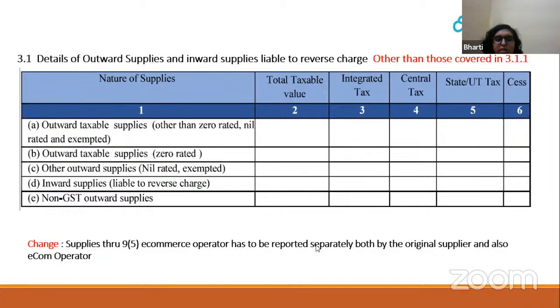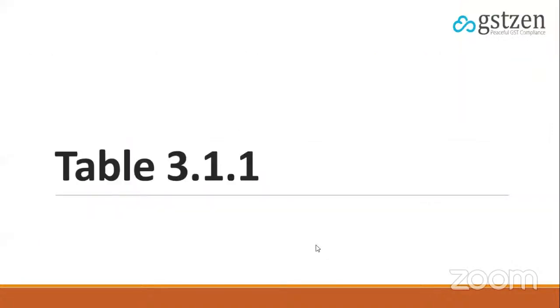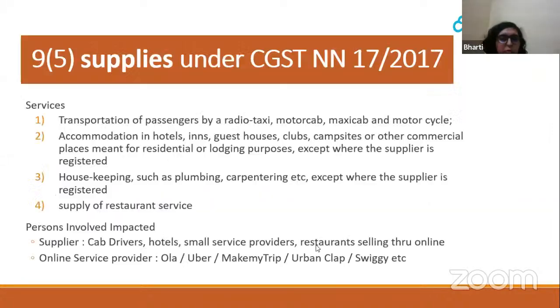The other details that are reported here are outward taxable supplies zero rated, other outward supplies nil rated, inward supplies which are liable to reverse charge, and non-GST outward supplies, the supplies which are not covered by the GST Act. So the change is that the supplies as per section 9 subsection 5, e-commerce operator, have to be reported separately both by the original supplier and also the e-commerce operator. So now let's look at table 3.1.1.